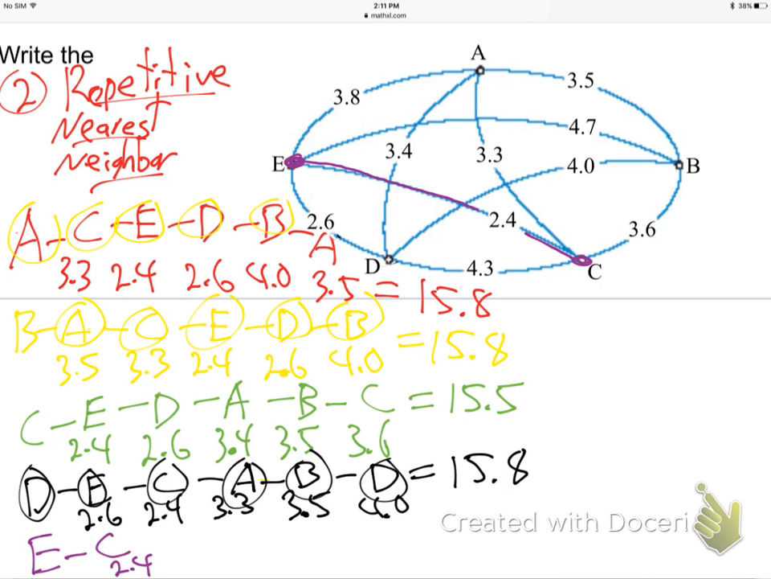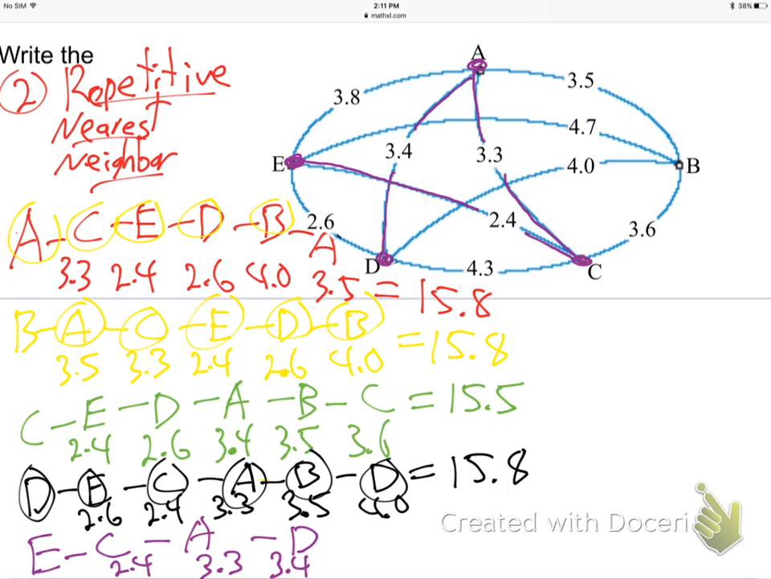That's 2.4. And then from C, where do I go from C? A. Yeah, it looks like A, doesn't it? A for 3.3. So now it's either B or D. Which one's cheaper? D is a little bit cheaper, barely. Go to D for 3.4.